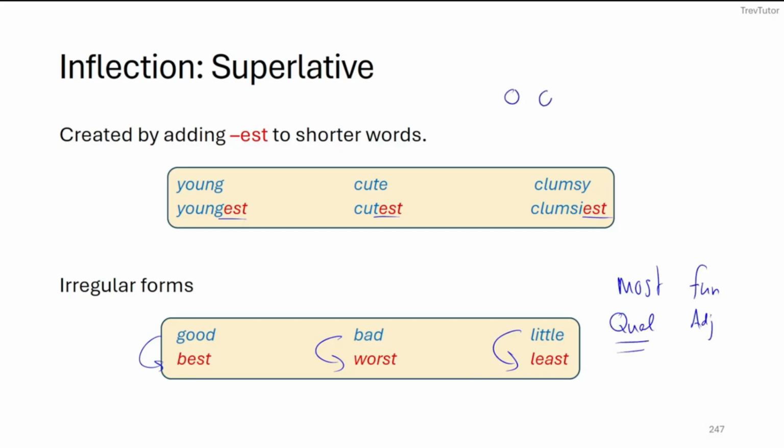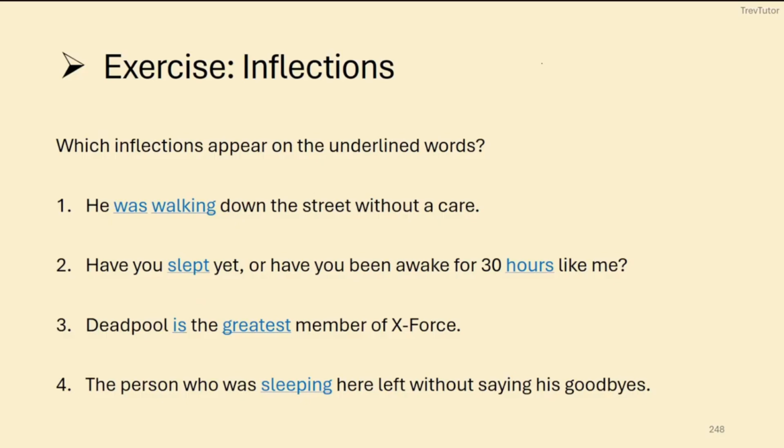So this is used when we have three or more things and we want to identify which has the most of a certain quality. Who is the happiest? Who is the saddest? So let's practice with inflections here. Which inflections appear on the underlined words below?